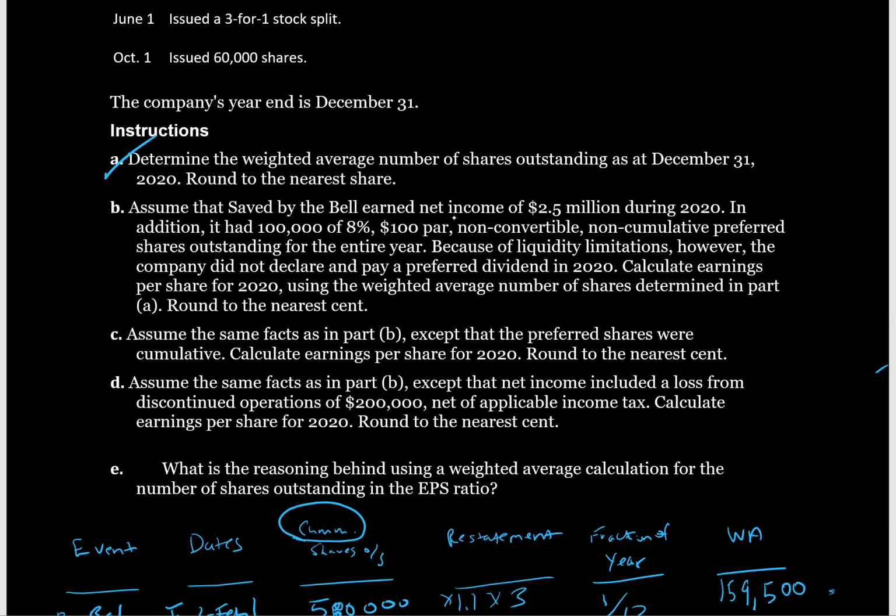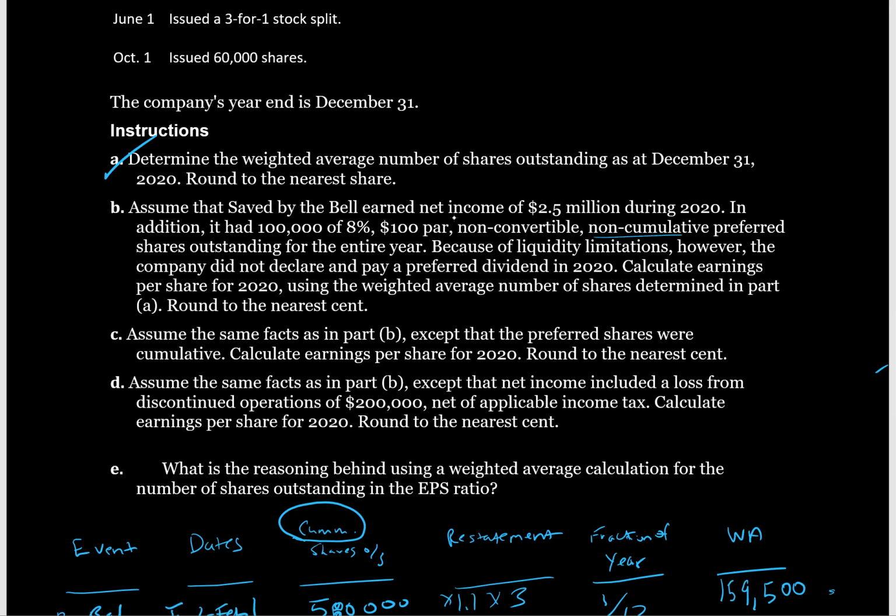So part B states, assume that Saved by the Bell earned net income of 2.5 million during 2020. In addition, it had 100,000 of 8%, $100 par, non-convertible, non-cumulative preferred shares outstanding for the entire year. Because of liquidity limitations, however, the company did not declare and pay a preferred dividend in 2020. Calculate earnings per share for 2020 using the weighted average number of shares determined in Part A.